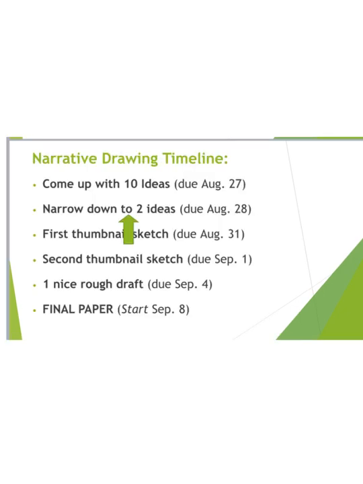This is our timeline for our narrative drawing. The first thing you're going to do is just generate ideas. Come up with 10 different ideas of things that could happen in your picture. That's going to be due on August 17th, which is Thursday, today. The next thing you'll do is you'll narrow it down out of those 10 to just 2 interesting ideas that you think could make an interesting drawing. Those are going to be due on the 28th, which is Friday, tomorrow.